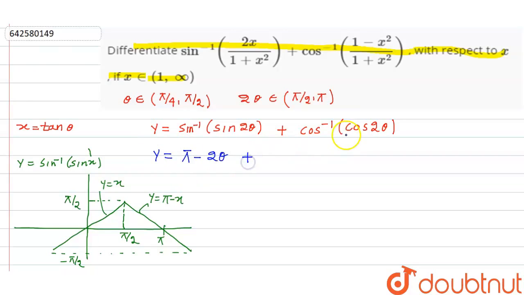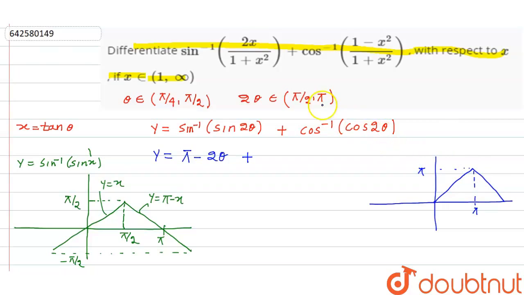And also, cos inverse cos 2 theta is what? If you draw the graph of cos inverse cos x, it is something like that. This is the y and x axis. Because this is already in a pi, if you look at this graph, this is pi, and this is also pi.